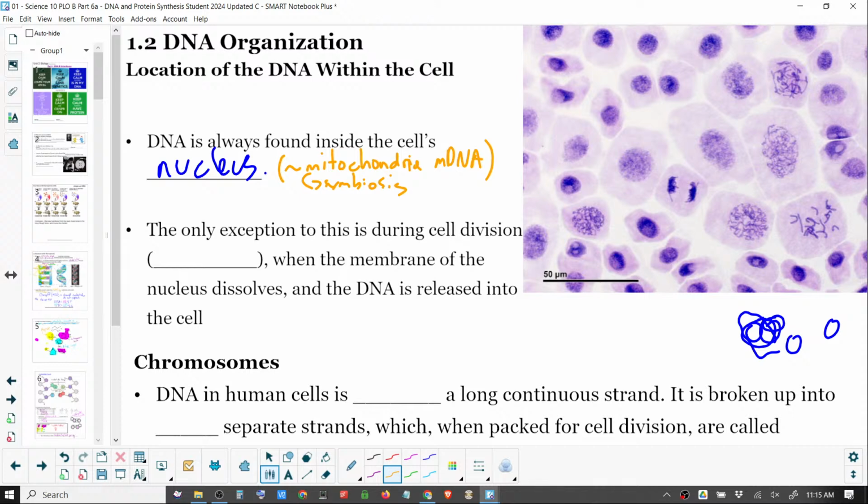It is not coded for by your DNA. You don't make it. It makes itself. It duplicates. It's its own organism that invaded cells millions of years ago and just formed a functional relationship. It provides ATP. You give it sugar, but it divides itself.